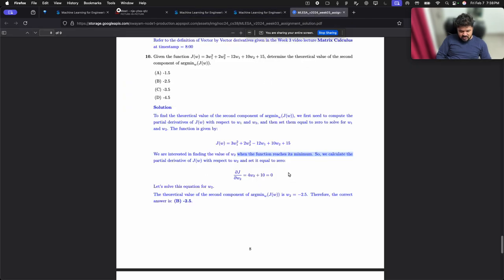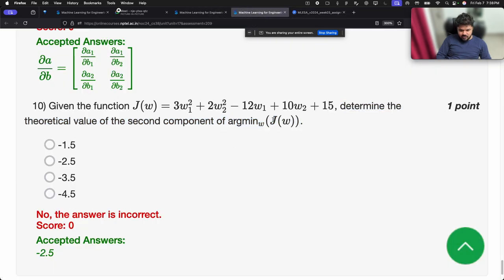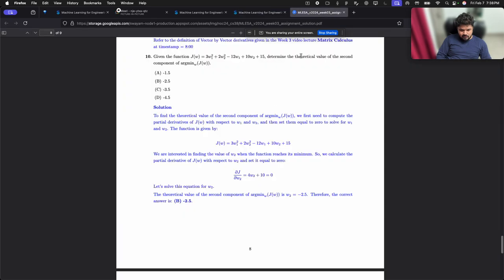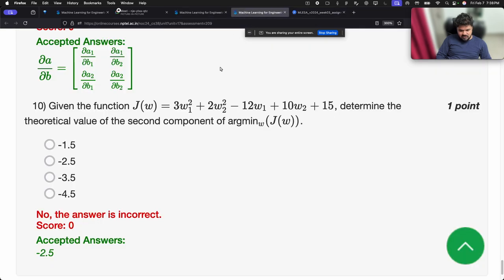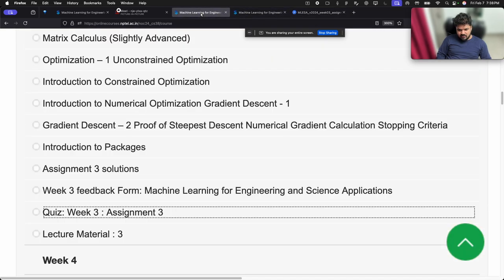So you compute the first order partial derivative of this thing, and then set it equal to 0. This gives you 4w2 is equal to... with respect to weight 2. It's given with respect to weight. The second component is w2. With respect to weight 2, you get this value. And so w2 becomes minus 0.25. The correct answer is minus 0.25. Sorry, minus 2.5.